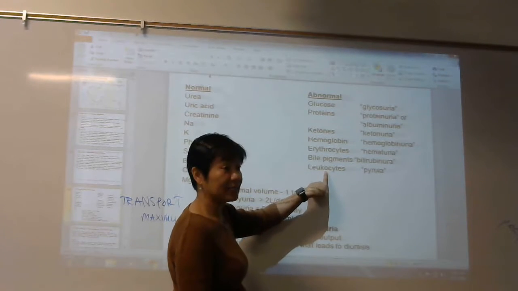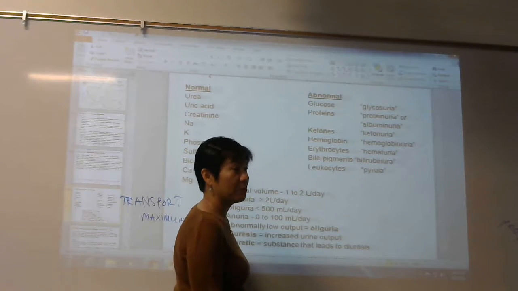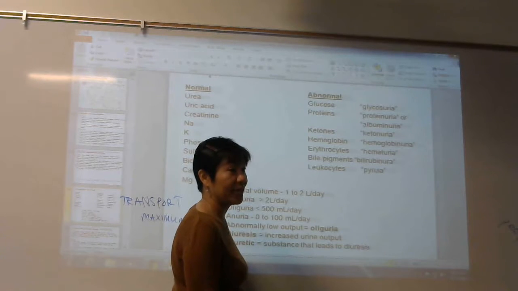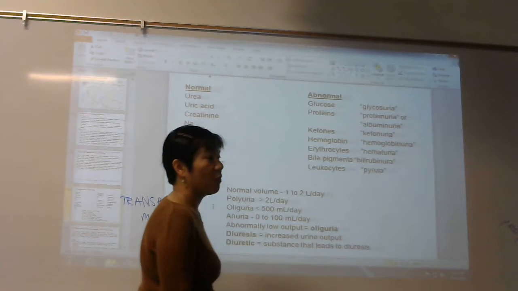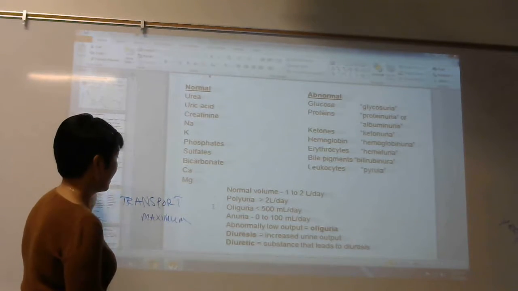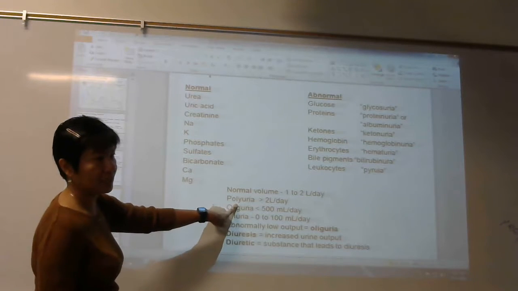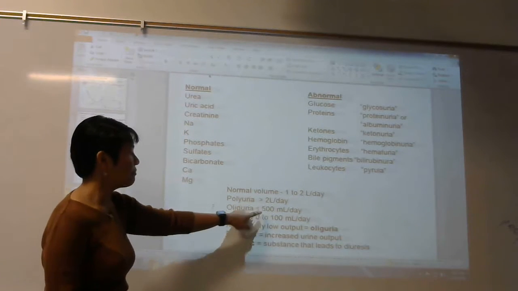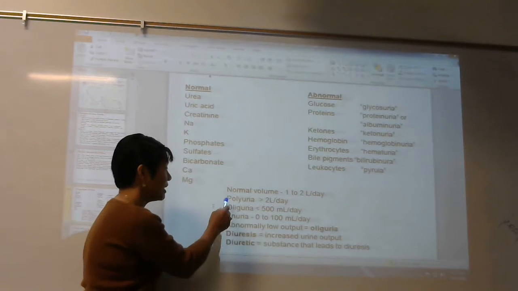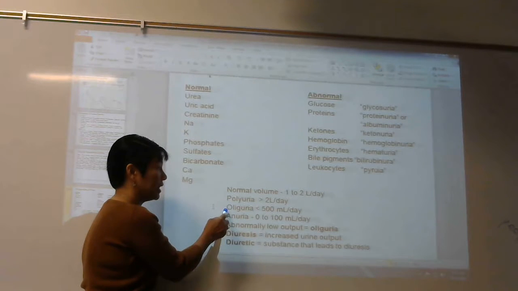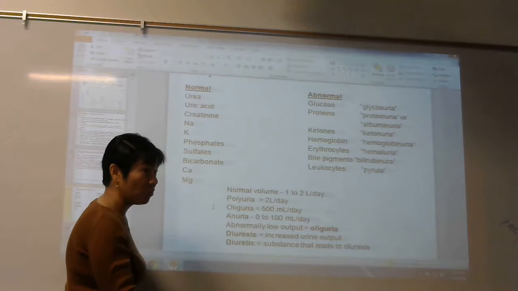Ketones, leukocytes, pyuria. Usually I give pop quizzes, so you should be able to define terms for me. What is pyuria? There are white blood cells in your urine. Okay. Other terms you need to know. Polyuria. You don't even have to memorize these values, but polyuria means increased urine output. Oliguria is decreased urine output. Anuria is no urine output.